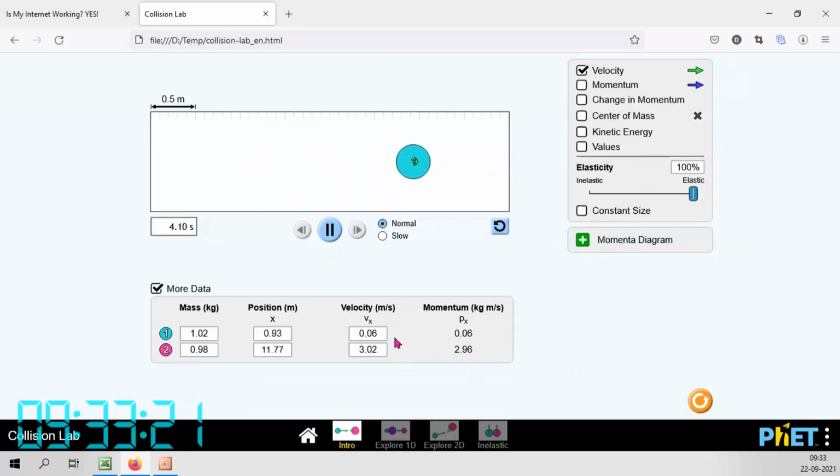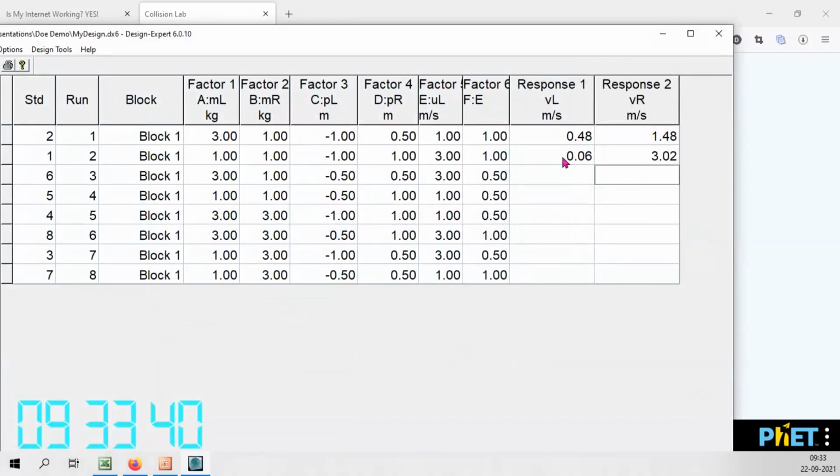Okay, so result is the final velocity of left ball is 0.06, and 3.02. So I have done the second run: 0.06, 3.02. The third is 3, 1, minus 0.5, plus 0.5, 3.5.